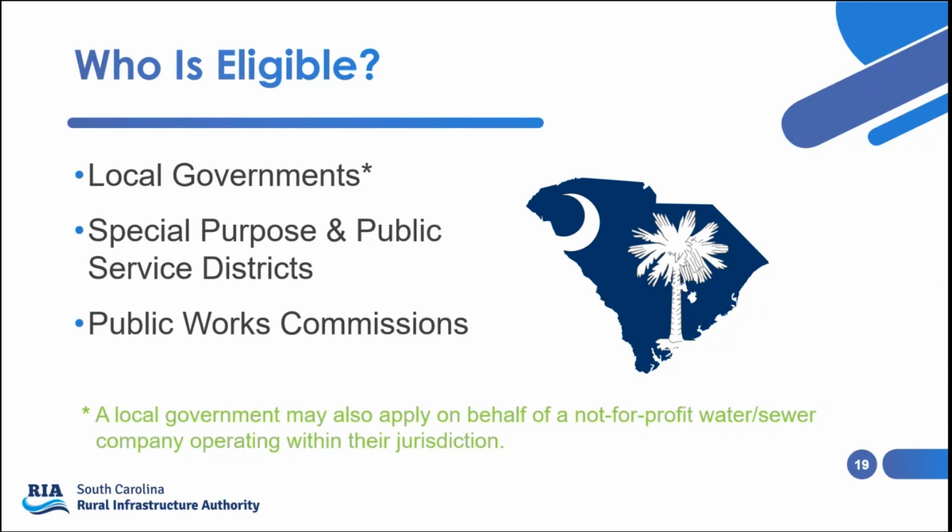Not-for-profit water or sewer companies are not eligible applicants, but may be assisted with RIA funds if the local government being served by the project serves as the applicant. And not only must the local government apply, but must also participate in the implementation of that project. It is also important to note that private for-profit water and sewer companies are not eligible to receive grant assistance. Please reach out to us if you are unsure of your eligibility.